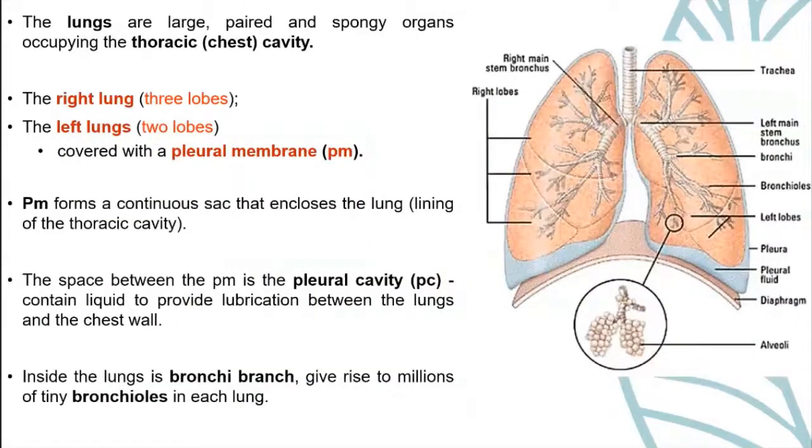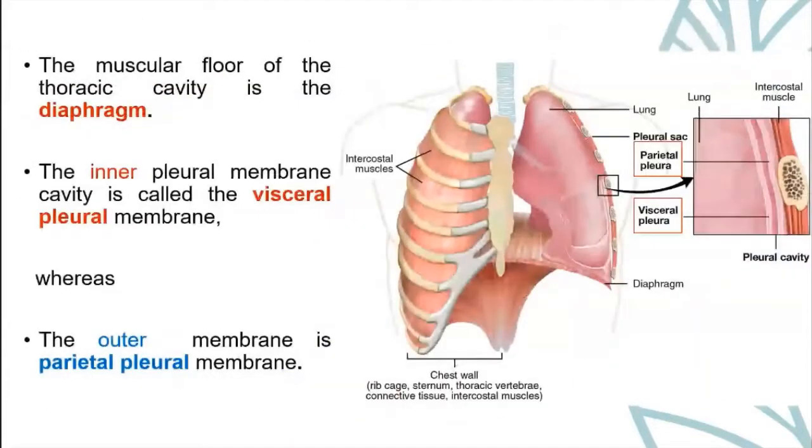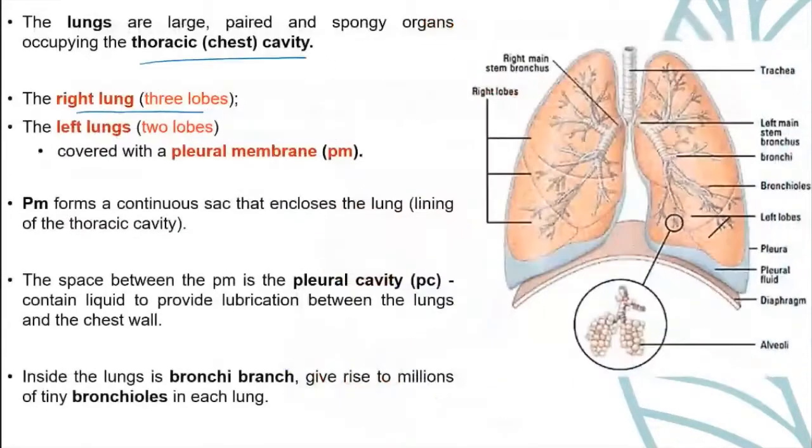Okay, so the lungs are large, paired and spongy organs occupying the thoracic cavity, or the chest cavity. The right lung has 3 lobes and the left lung has 2 lobes. They are covered with pleural membrane. The blue part you can see here is the pleural membrane. The pleural membrane forms a continuous sac that encloses the lung, lining the thoracic cavity.